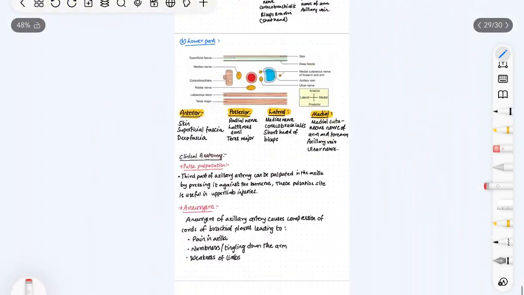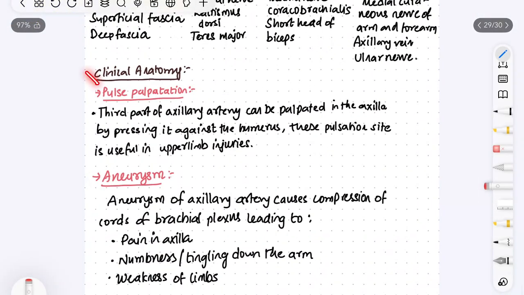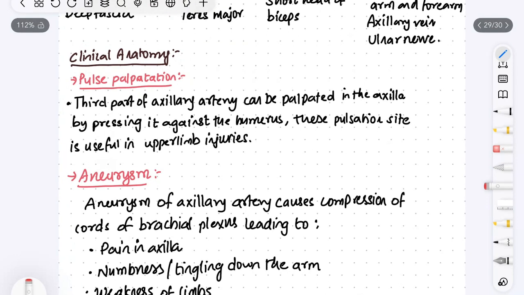Last but not the least, we'll be looking at the clinical anatomy of the axillary artery. First, the axillary artery is used for pulse palpation. Now in which part of the axillary artery can we feel the pulse? From the third part. The third part of the axillary artery can be palpated in the axilla by pressing it against the humerus. This pulsation site is useful in upper limb injuries. So in a case of amputation of the upper limb, if the doctor wants to feel the pulsation, he can palpate the axillary artery in the axilla.